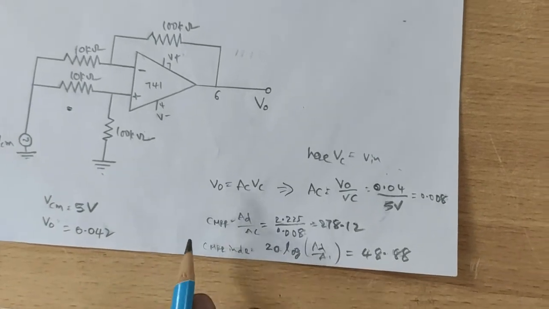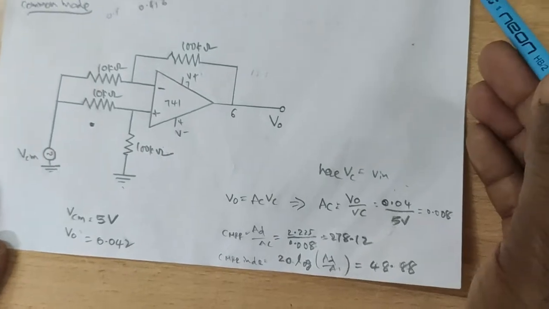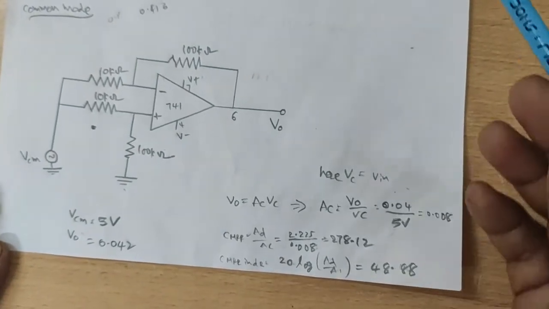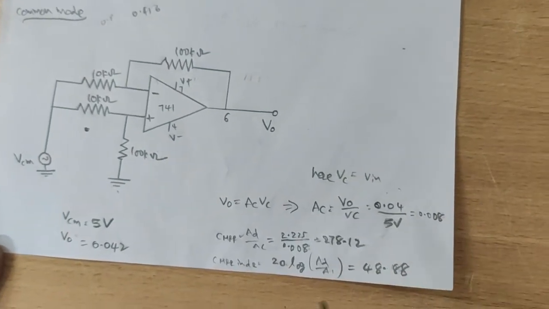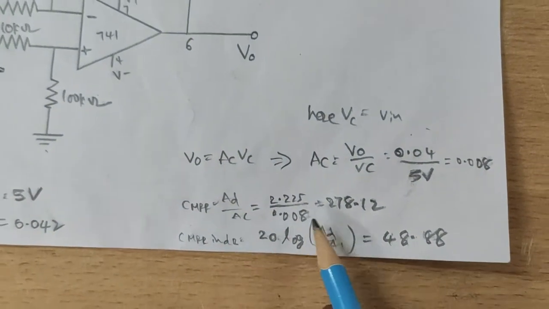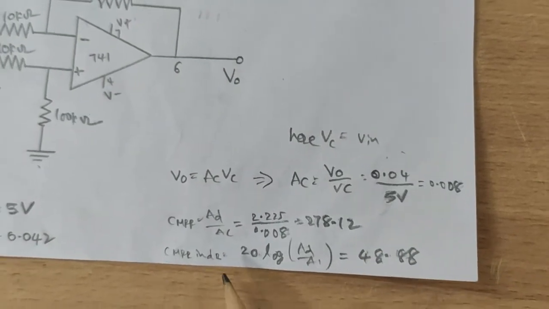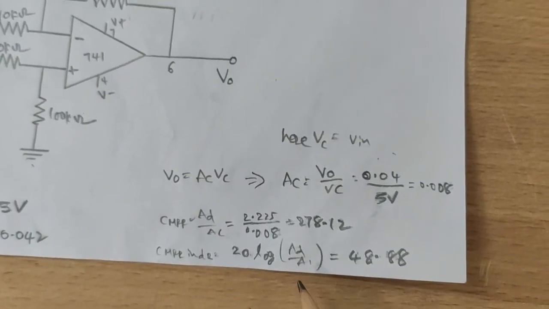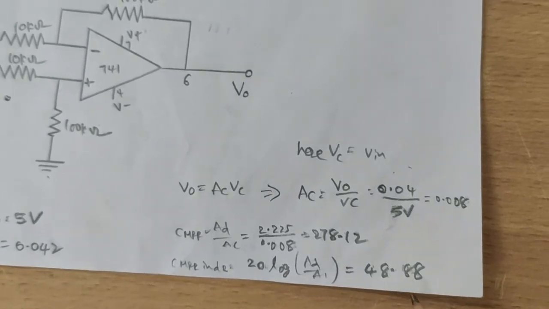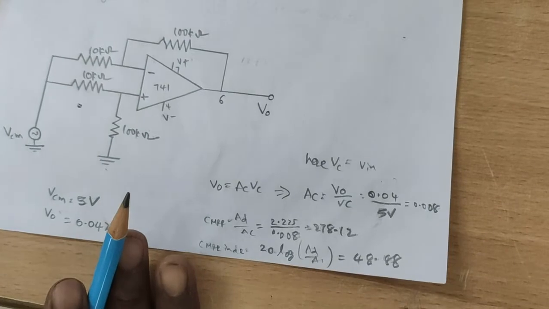The CMRR, common mode rejection ratio, equals AD by AC. This is the AD value and this is the AC value. Substituting these two values in the CMRR formula, you get the CMRR value, that is 278.12. CMRR in decibels is 20 log of AD by AC, which equals 48.88. This is the common mode rejection ratio.